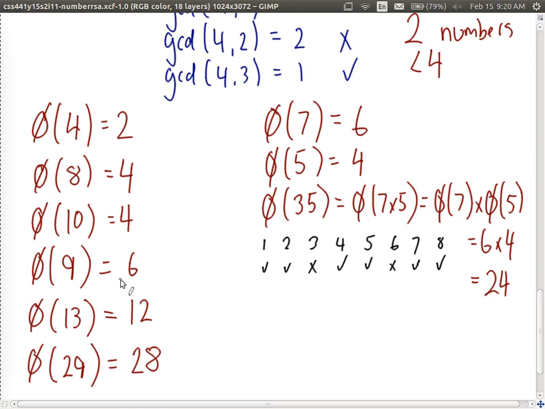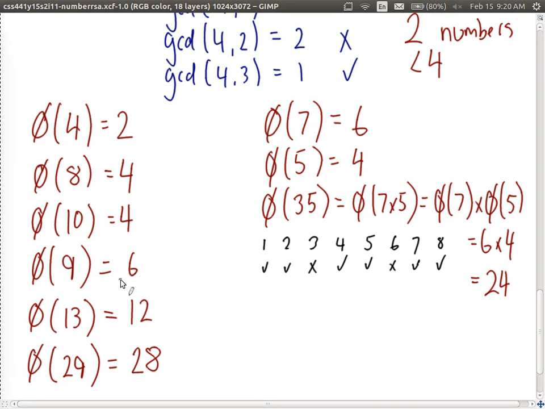Then the totient of 7 times 5 is the same as the totient of 7 times the totient of 5. And it's easy to show that. You can look at the reasons why the totient of a prime is p minus 1, and it follows. The totient of the prime 7 is easy, 6. The totient of the prime 5 is easy, it's 4. Therefore, the totient of the composite number 35 is easy to calculate. It's 6 times 4, 24.